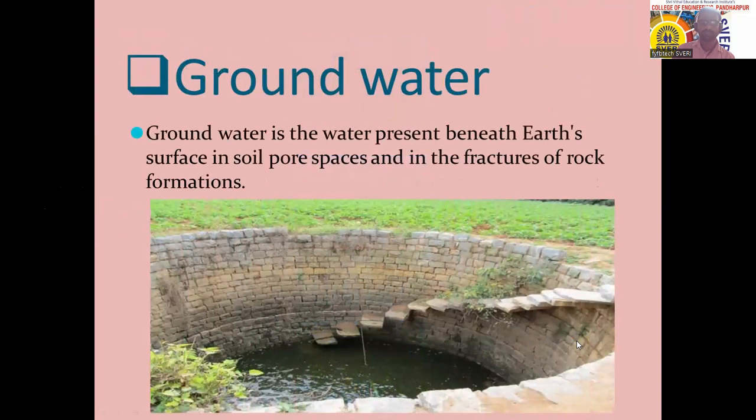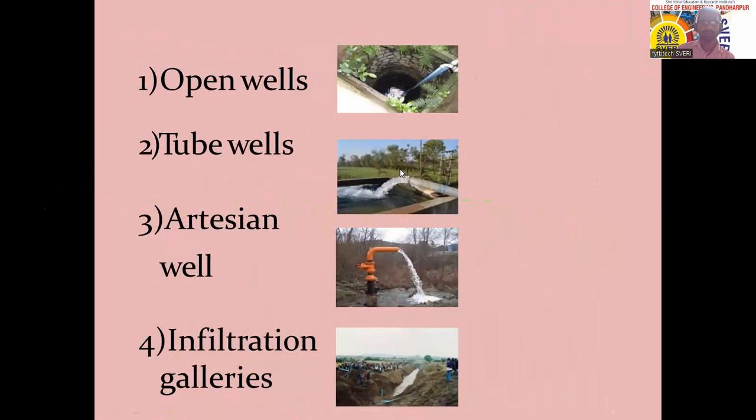So this is groundwater. This is an open well. This is a tube well, where water is taken out from the tube. This is an artesian well, and these are infiltration galleries.